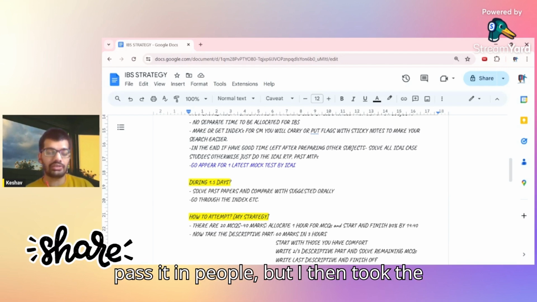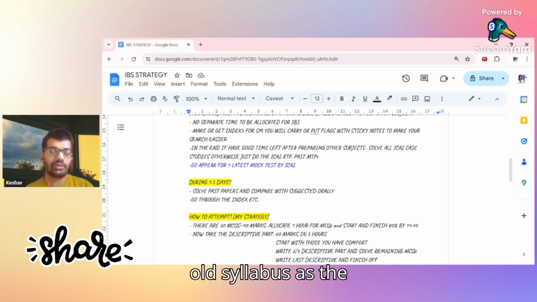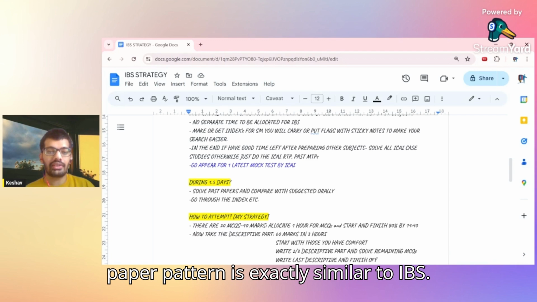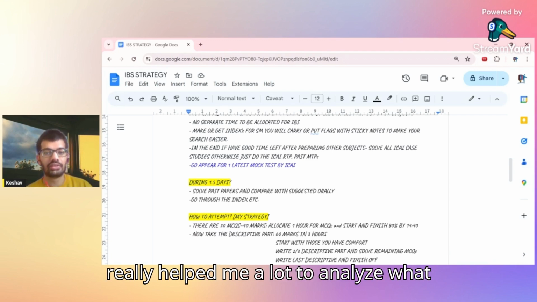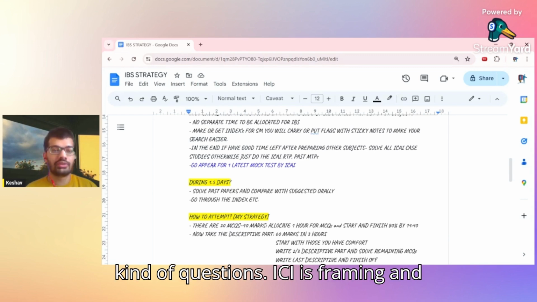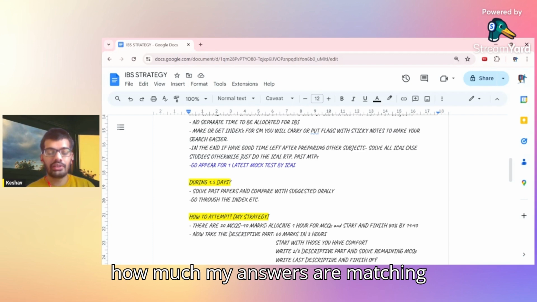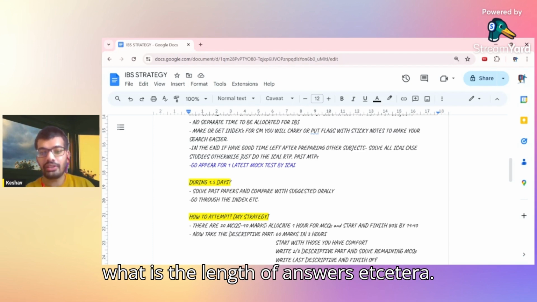But I then took the papers of the multidisciplinary in the old syllabus, as the paper pattern is exactly similar to IBS. So I thought of solving those, and it really helped me a lot to analyze what kind of questions ICA is framing and how much my answers are matching with the ICA suggested. What is the length of answers, etc.